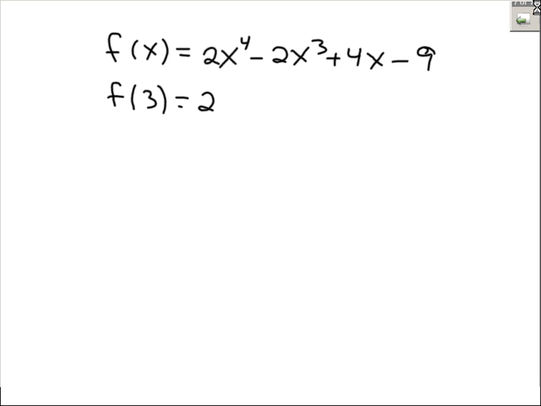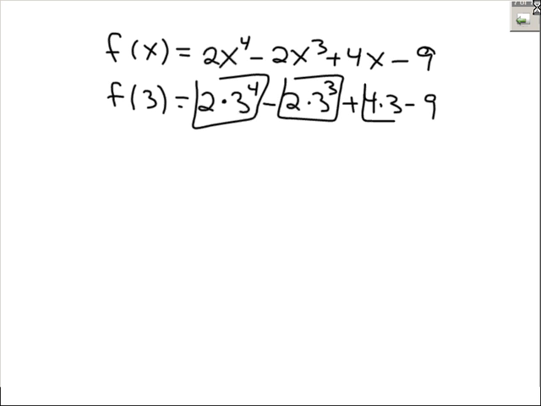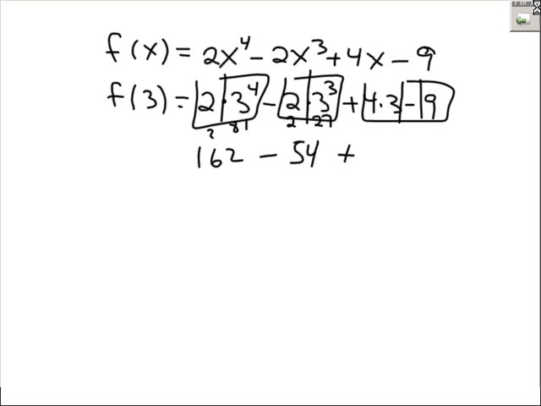Well, one way is to do 2 times 3 to the 4th minus 2 times 3 cubed plus 4 times 3 minus 9. So we need to find the values of these terms, which we'll subtract and add. 2 times 3 to the 4th: 2 is 2, and 3 to the 4th is 81. When you multiply them, you get 162. 2 times 3 cubed: 2 is 2, 3 cubed is 27. 2 times 27 is 54, and those were 2 separate terms. Then 4 times 3 is 12, and then you take away 9.